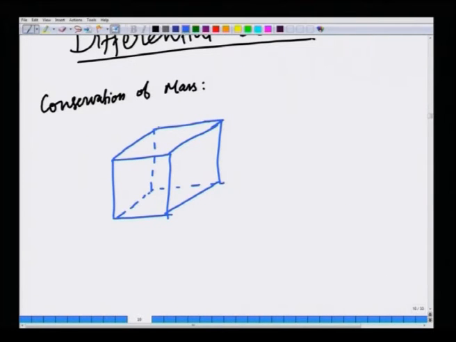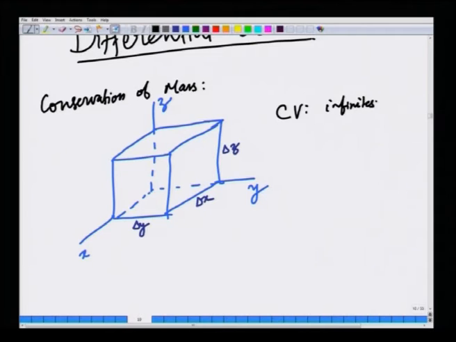Let me take a Cartesian coordinate axis, of dimensions, say, delta x, delta y and delta z. The other way around, delta x is here and delta z. So, it is an infinitesimal cube, our CV is an infinitesimal cube, because the sides of the cube, namely delta x, delta y, delta z, are very small.